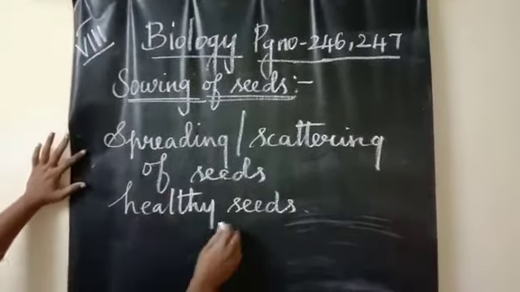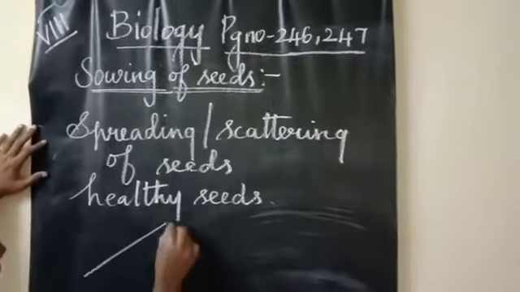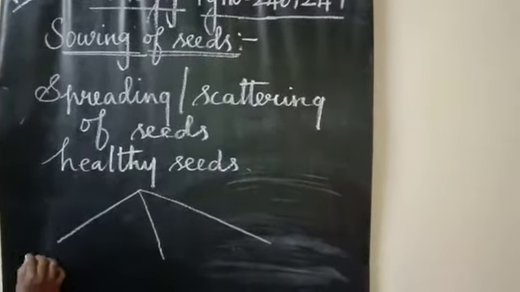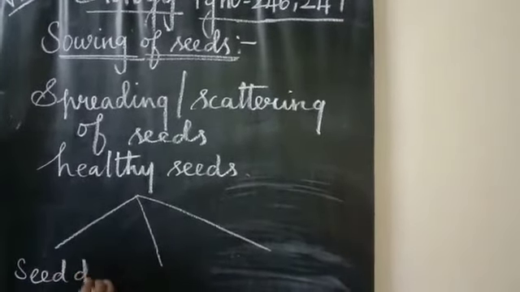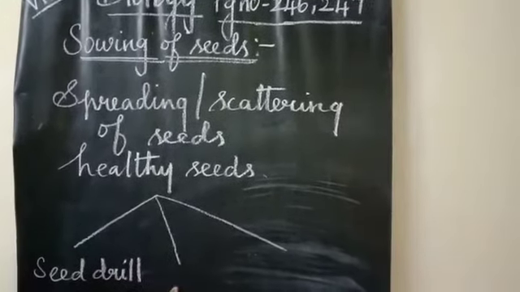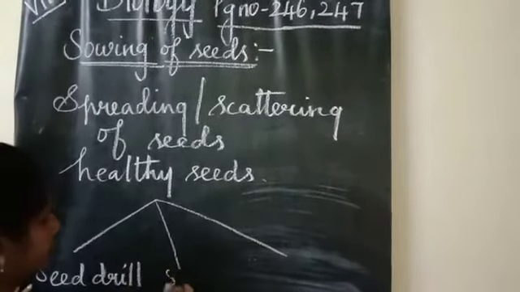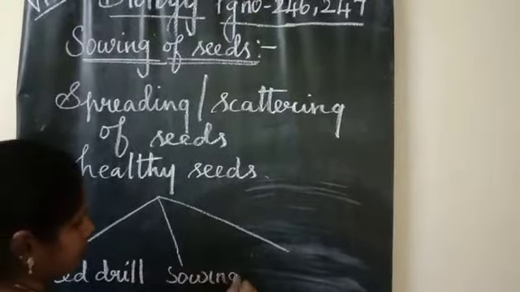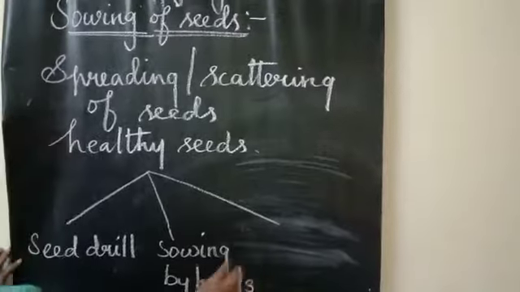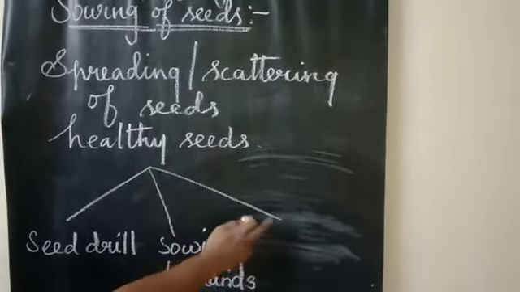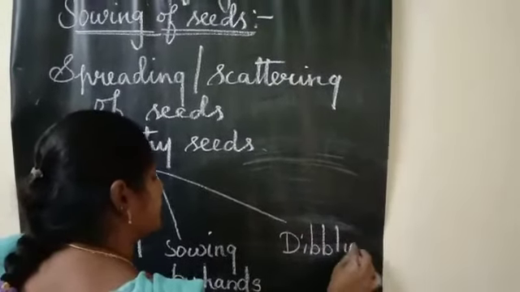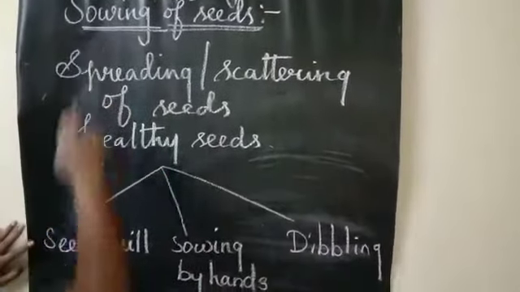And the sowing of seeds is of three types actually. What are the three types? First one is seed drill. The next one is sowing by hands. And the third one is dibbling. These are the three important processes in the sowing of seeds.